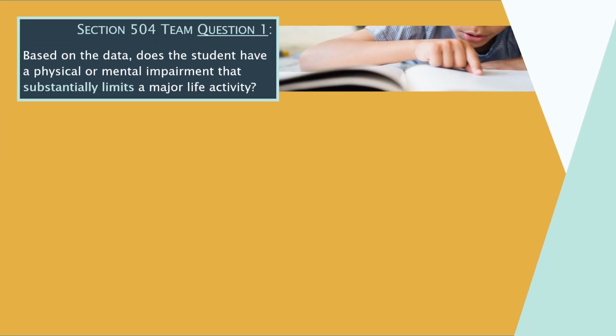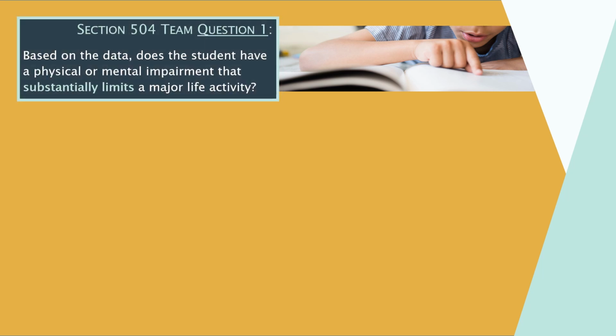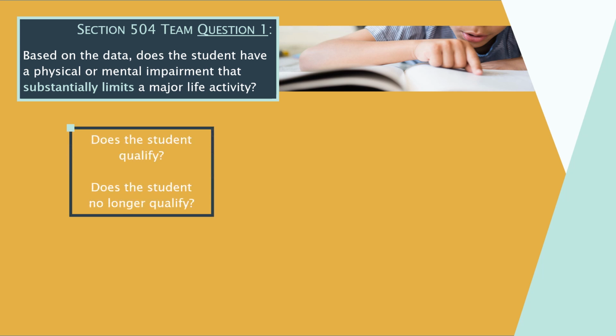What should the conversation in the meeting look like? Well, during the first Section 504 meeting, the team will ask the first question. Based on the data, does the student have a physical or mental impairment that substantially limits a major life activity? If the team determines no, they document their analysis and reasoning, and there is no need to answer the last two questions.